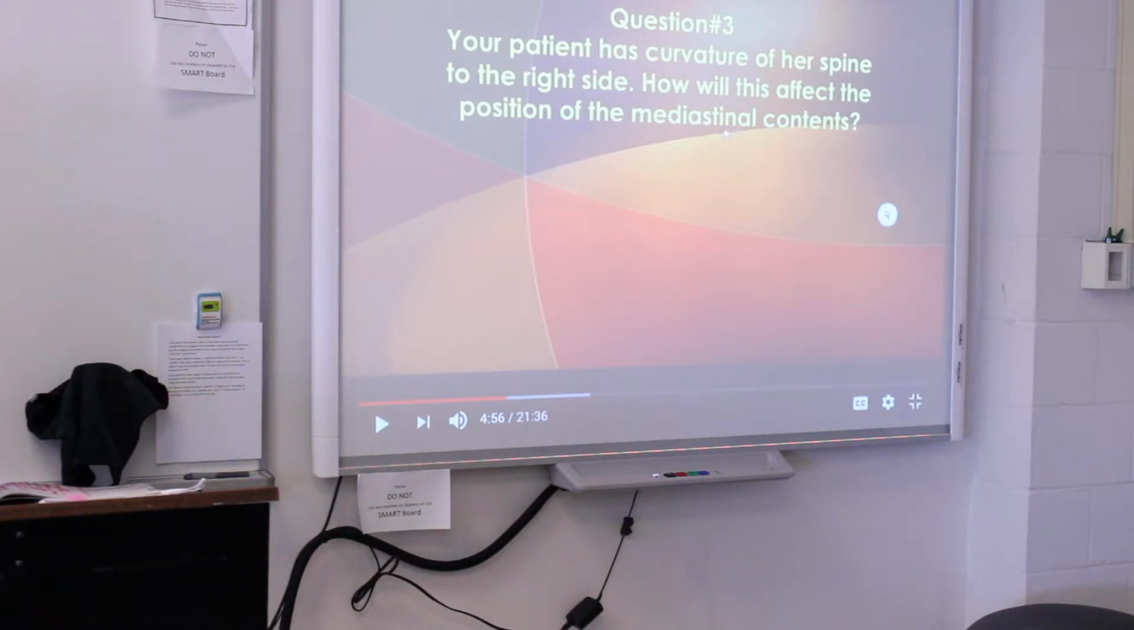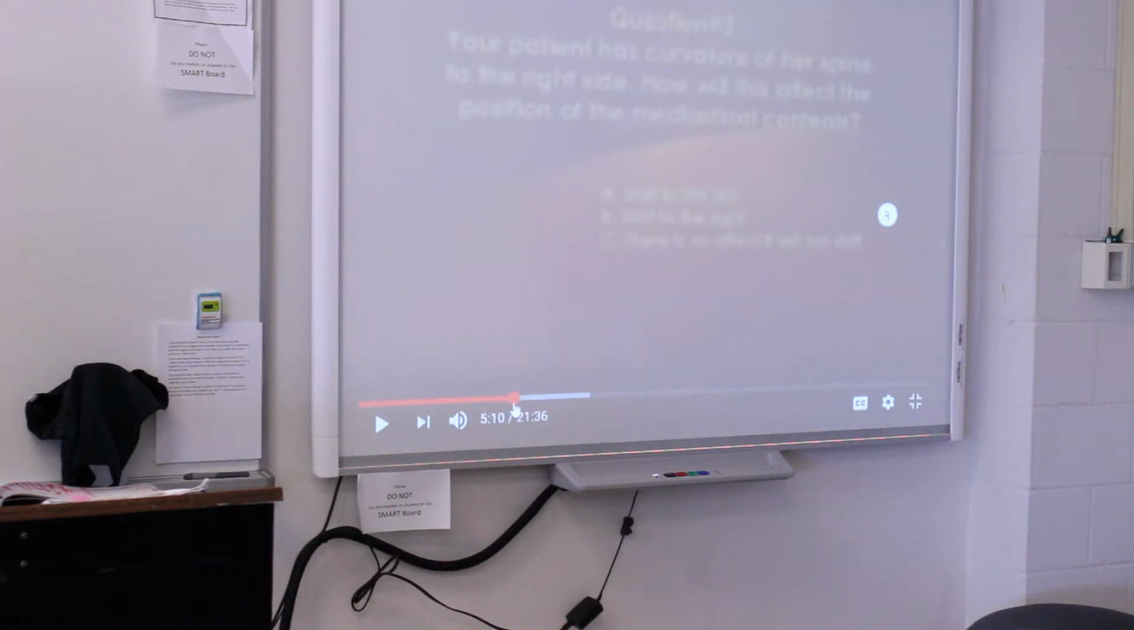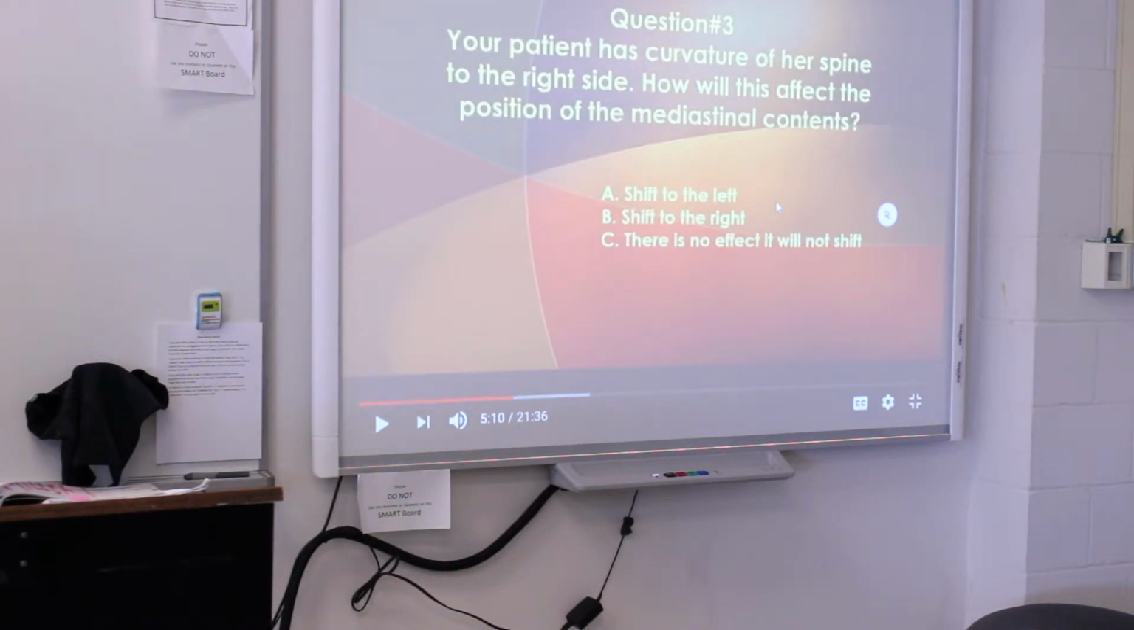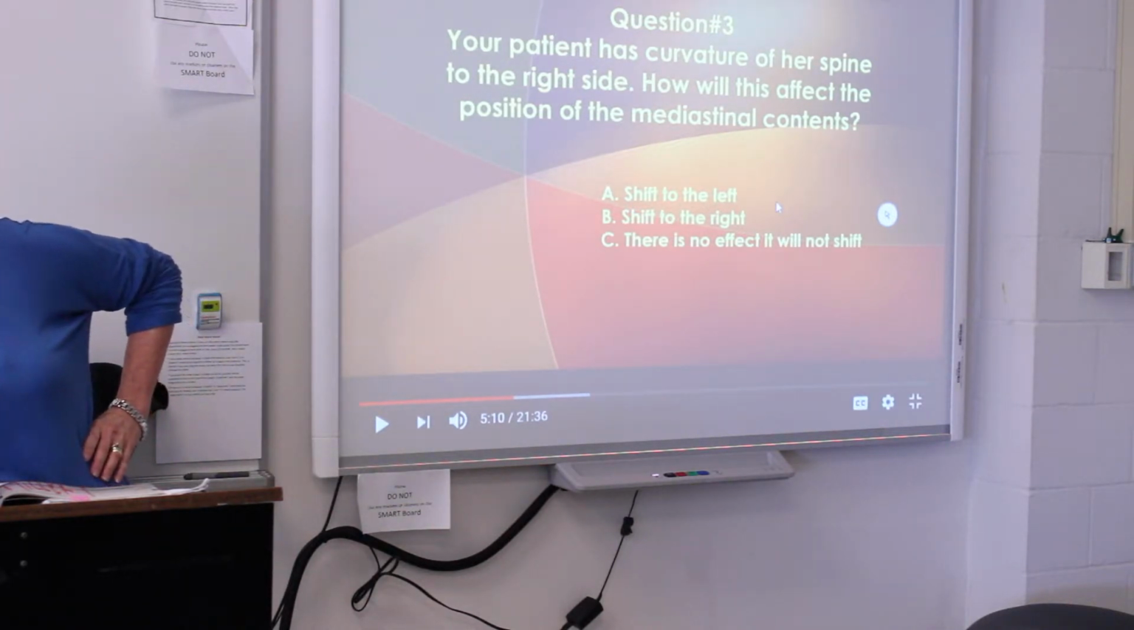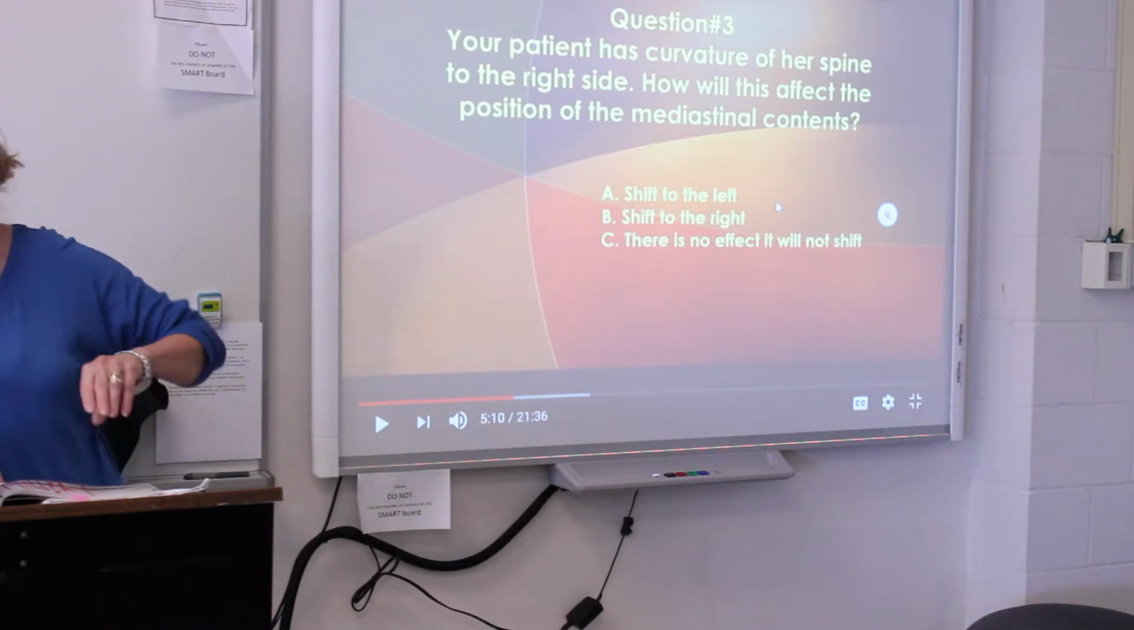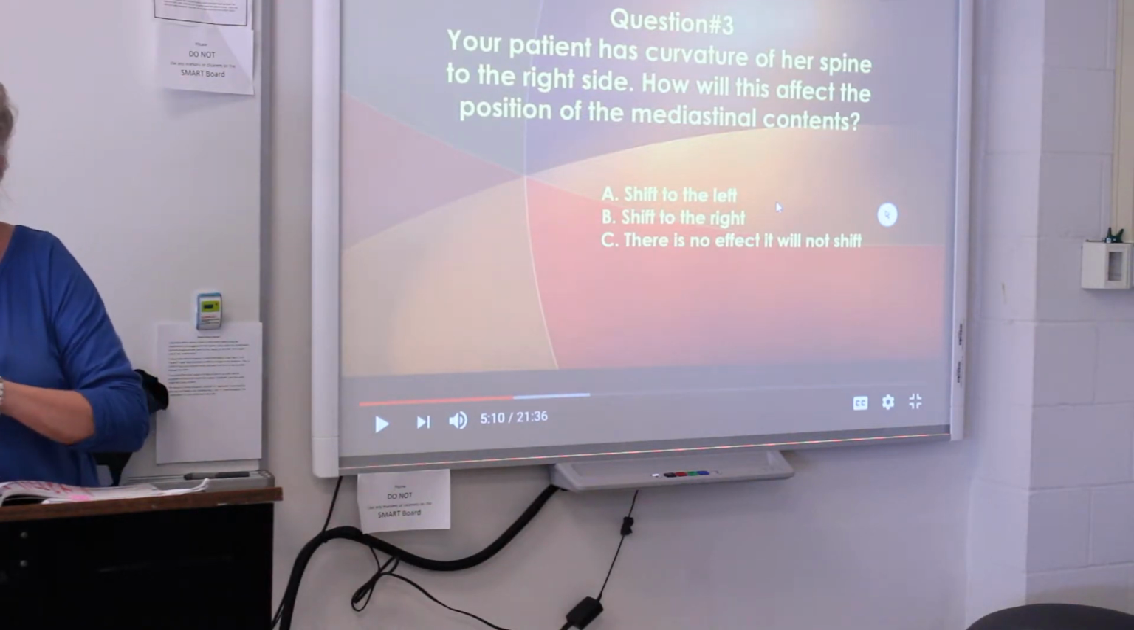Okay, so your patient has curvature of her spine to the right side. How will this affect the position of the mediastinal contents? Let's see if you get, does it give you any answer? Does it give us any choices? Okay, shift to the left, shift to the right, no effect. Shift to the left. That's what I think.